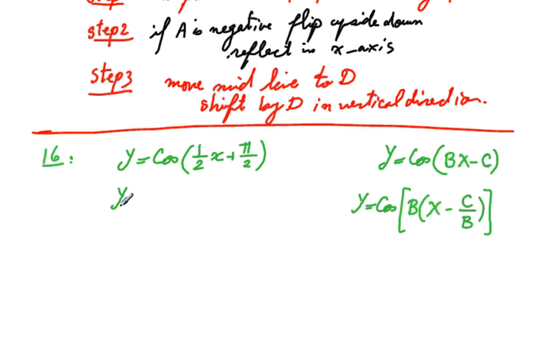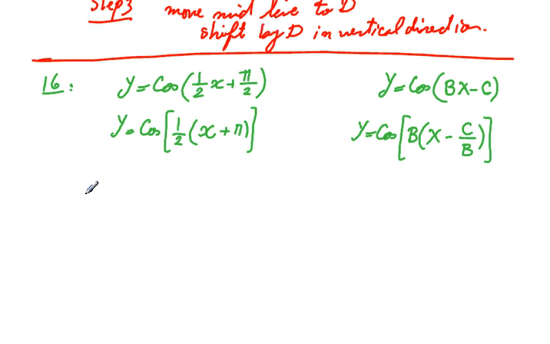So following that recipe, we factor out b. What's our b? The multiple of x. So I'm going to have 1/2 x. What's going to be left after I factor 1/2? Pi. So we are going to have two steps to go through.